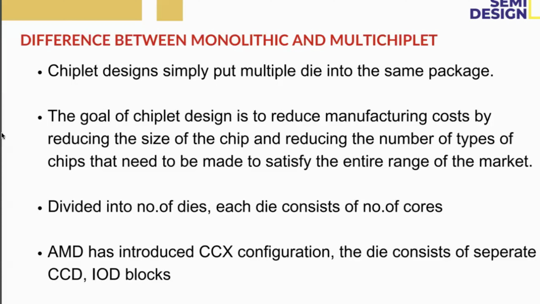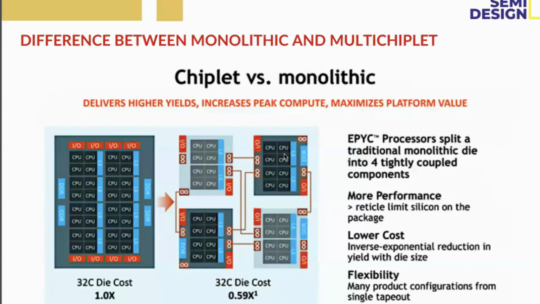And here each package will be divided into dice. Each die has a number of cores and threads. Okay, and AMD has introduced the CCX configuration in the multi-chiplet, and the die consists of separate CCD and IOD blocks. So we'll see what that is.